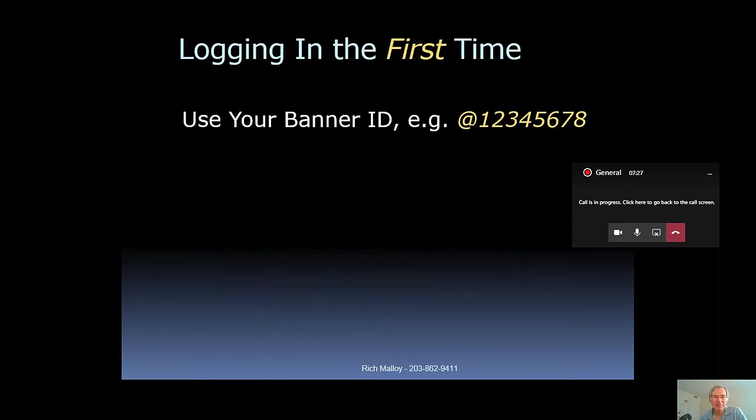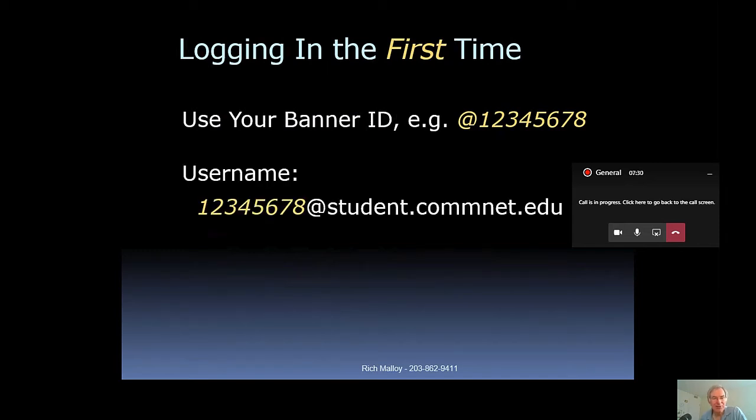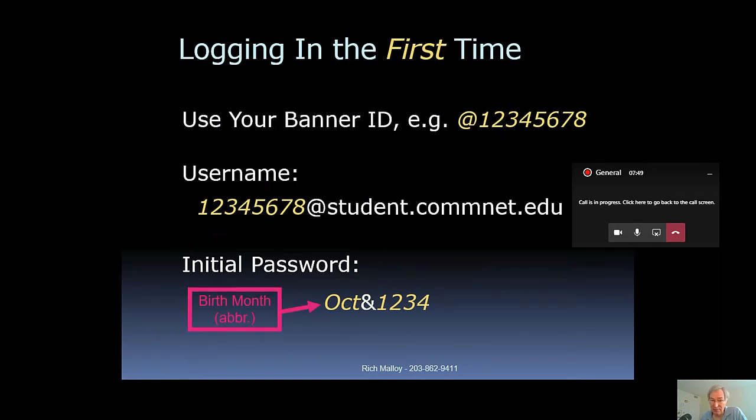And for logging in the first time, basically you take that 8-digit number, you follow it with the @ sign, student.comnet.edu. There's 2 M's in Comnet, like community, comnet.edu. Okay, that's your username. That's the name you're going to be using to log into the computer system, my Comnet. And your password, the first time, is going to look like this. It's going to have the month name that you were born, capitalized the first letter, just a 3 letter abbreviation, an ampersand, and then the last 4 digits of your social security number. That's your initial password. Once you get in, it's going to tell you to create a new password.